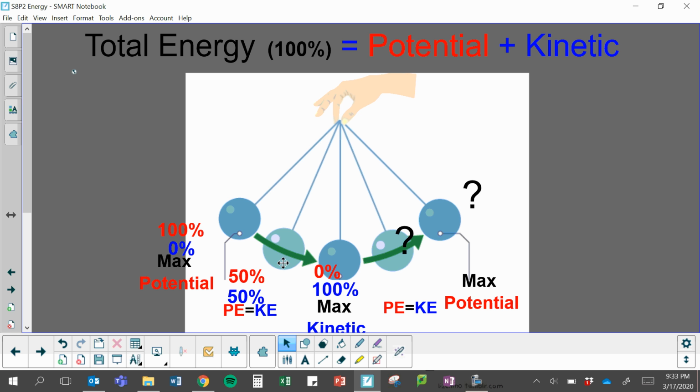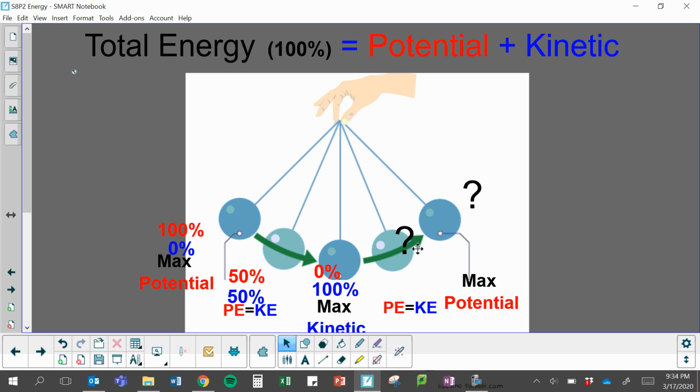So at this point, we have half potential energy and half kinetic energy because the total has to equal 100%. And then as we move down here, we are now at the lowest position, which means our potential energy is 0 and our kinetic energy is 100%. And if you remember when we did the pendulum in the classroom, the pendulum actually moves faster when it's at the bottom of the swing, which means its kinetic energy is the highest.